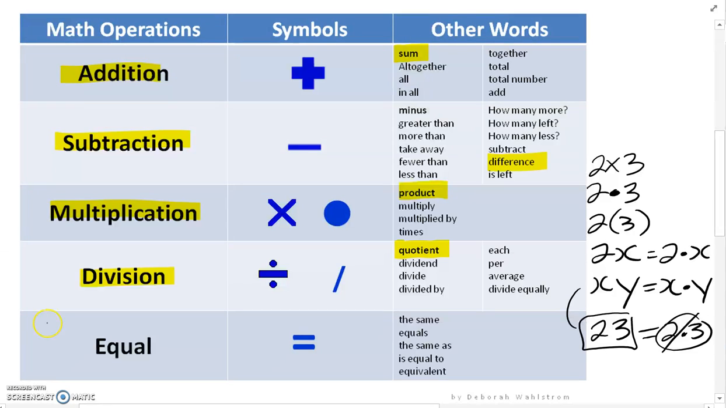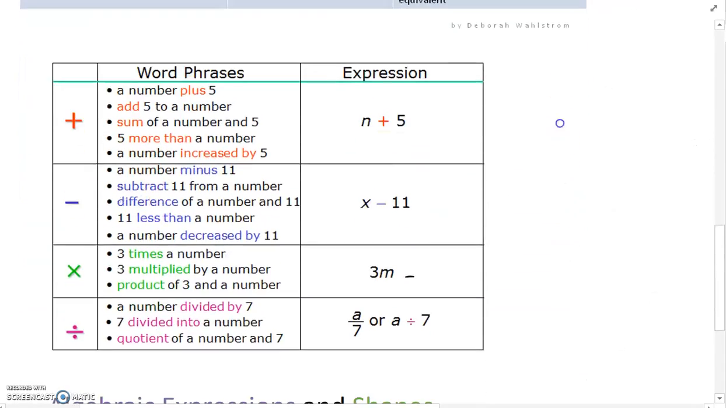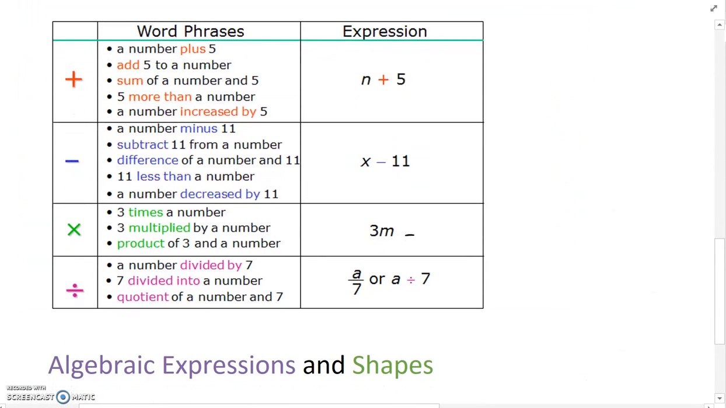Okay, the last thing here with equal, the most commonly used word other than equal is just the same. And we'll use all of these probably at some point this school year. Some other things to take a look at are word phrases. So changing from words to an expression.